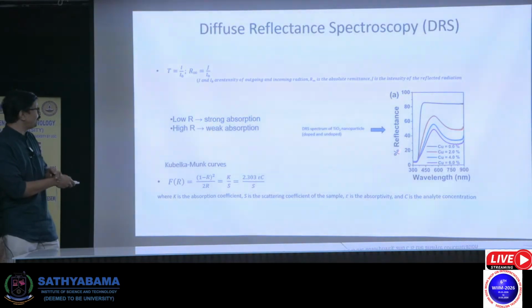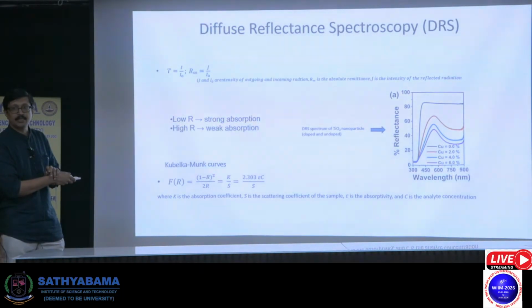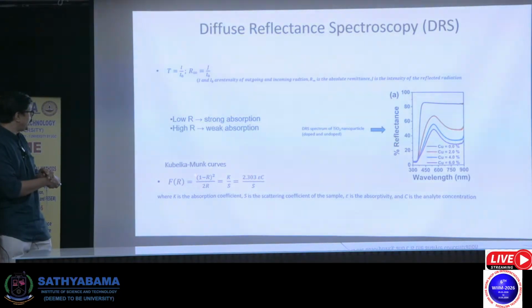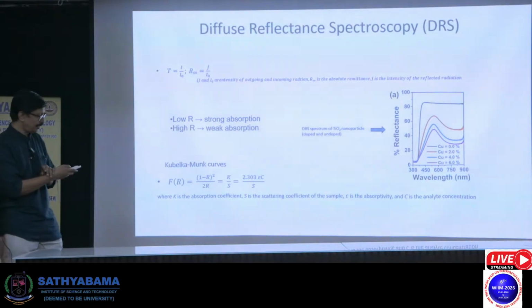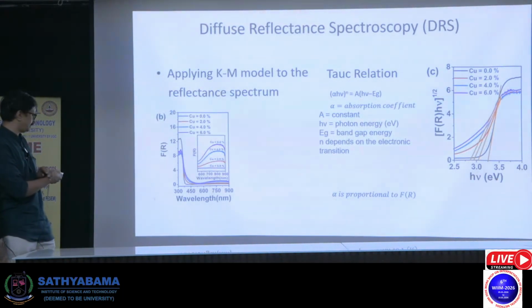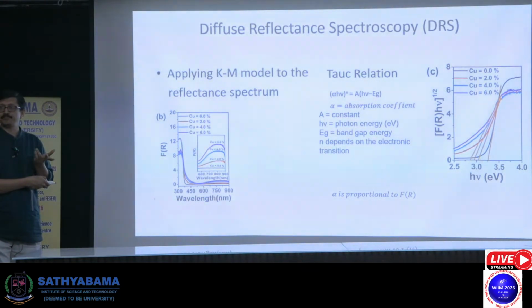If you are measuring the reflectance, you can plot it against wavelength. You may get something similar kind of a spectrum where you can see that reflectance is low, which means absorption is high. Reflectance is high means absorption is low. That's the way you need to interpret the DRS spectrum. Suppose this reflectance, which is R, you can use that reflectance and convert into F(R), which is a function of reflectance. Then the same spectrum will look like this. This is like an absorption spectrum.